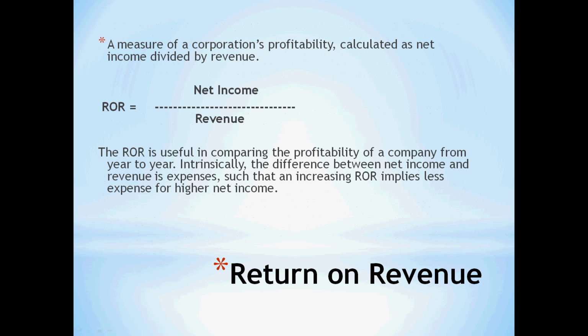ROR is a measure of a corporation's profitability, calculated as net income divided by revenue. The ROR is useful in comparing the profitability of a company from year to year. Intrinsically, the difference between net income and revenue is expenses, such that an increasing ROR implies less expense for higher net income. ROR is return on revenue.